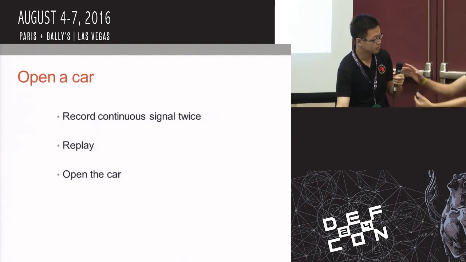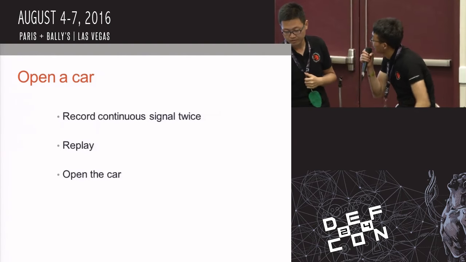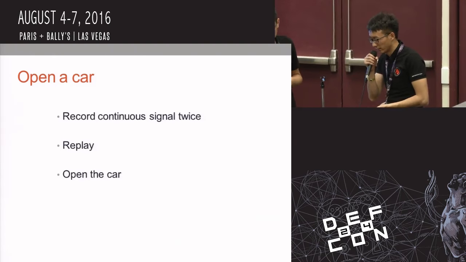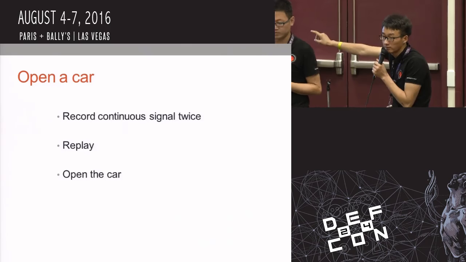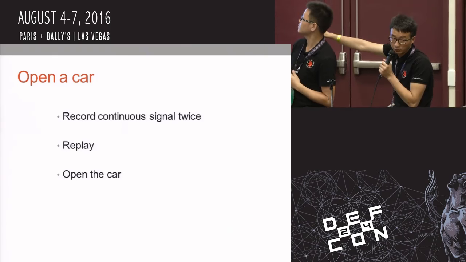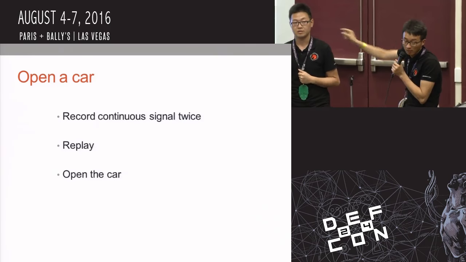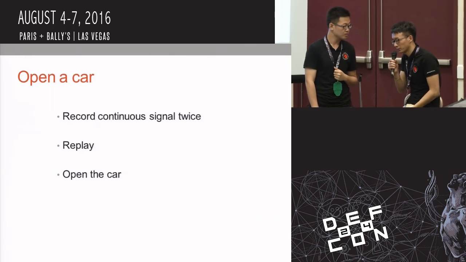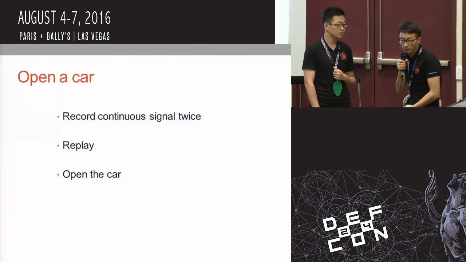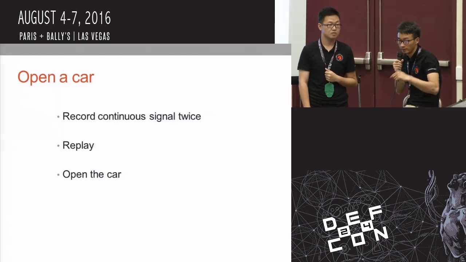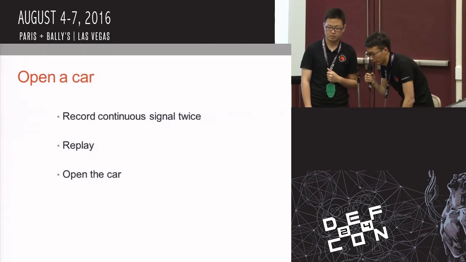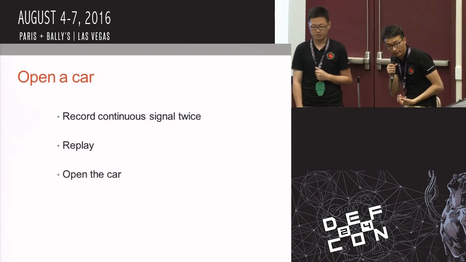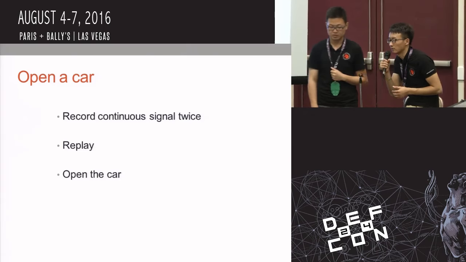Okay, so we have basically told you that when a car has this vulnerability we found, we can open the car in this way. And next we will introduce how a car authenticates the key fob, and where the vulnerability exists.